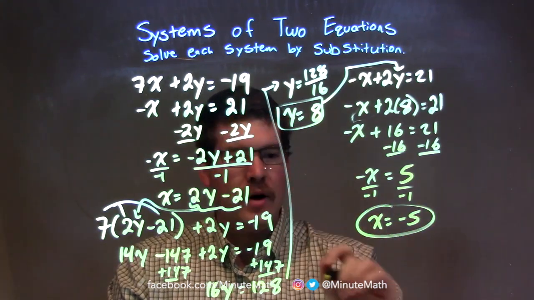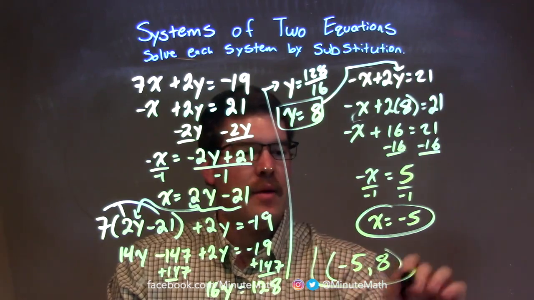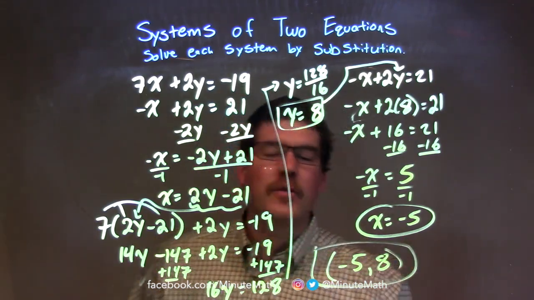So we have our x, our y value, coordinate point can be written together as negative 5, 8, and there we have it. Our final answer being negative 5, 8.